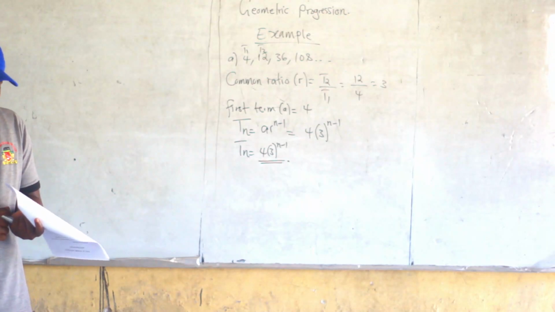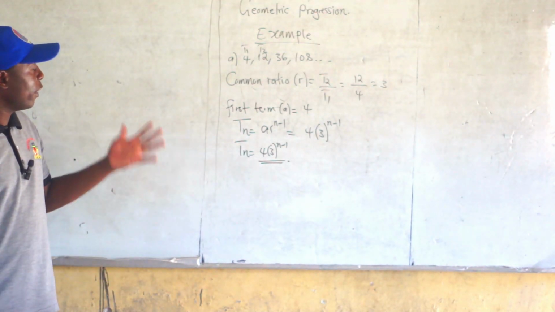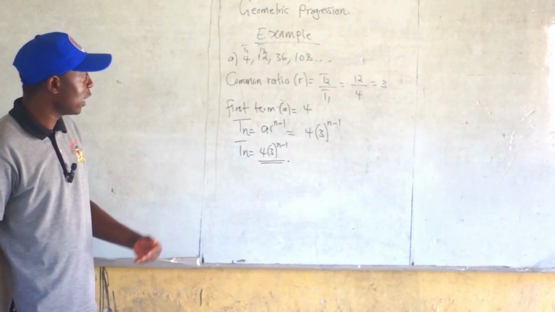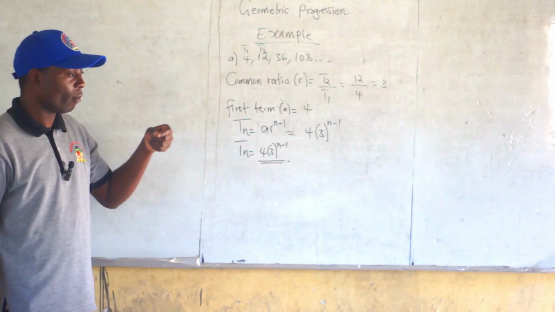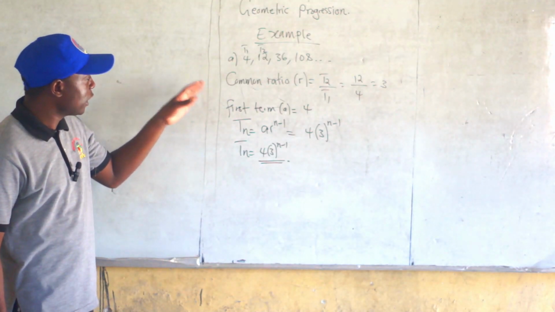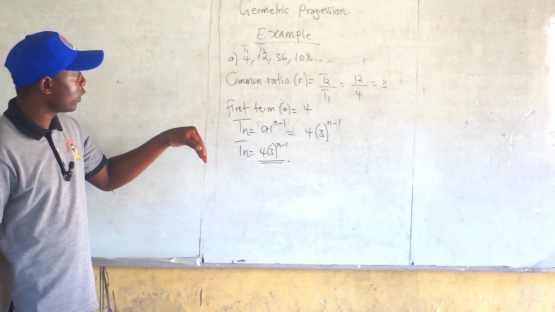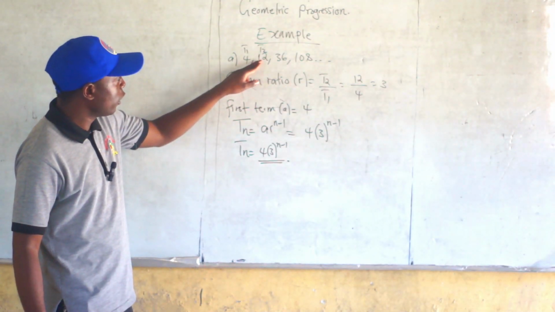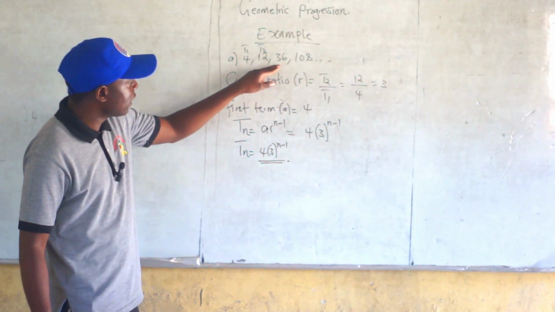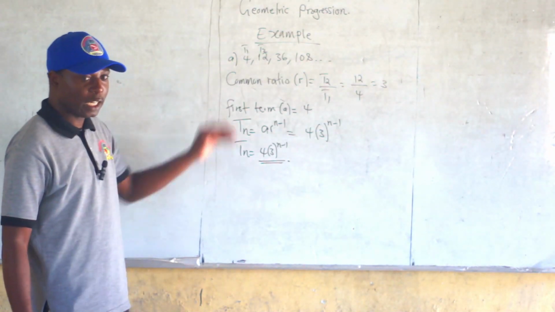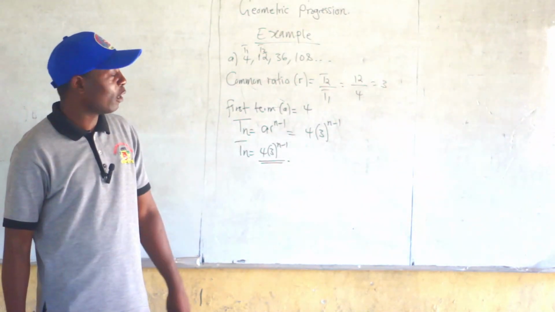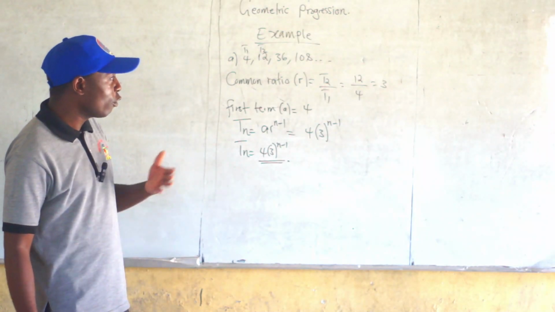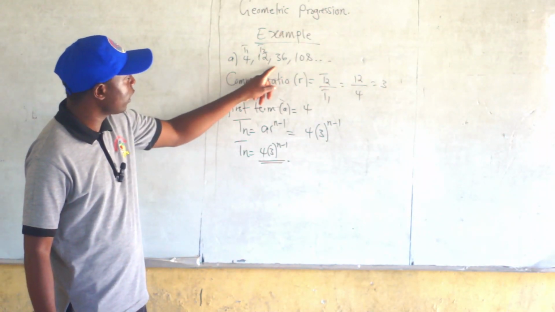So if they ask you to find the nth term of a geometric progression, remember it is formed where each term is multiplied by a constant amount, which is the common ratio. The common ratio is 3. 4 times 3, we get 12. 12 times 3, we get 36. 36 times 3, we get 108, and so on and so forth. So this is a definition of a geometric progression.